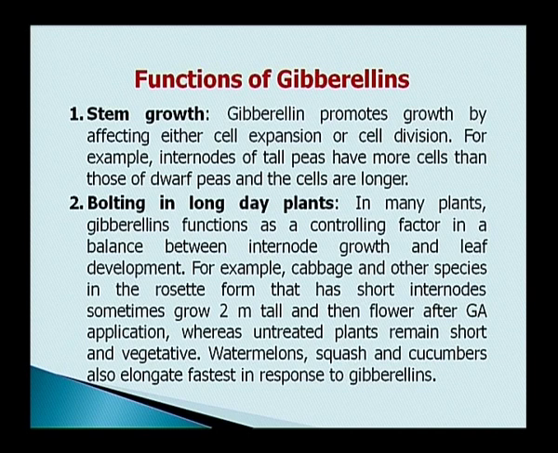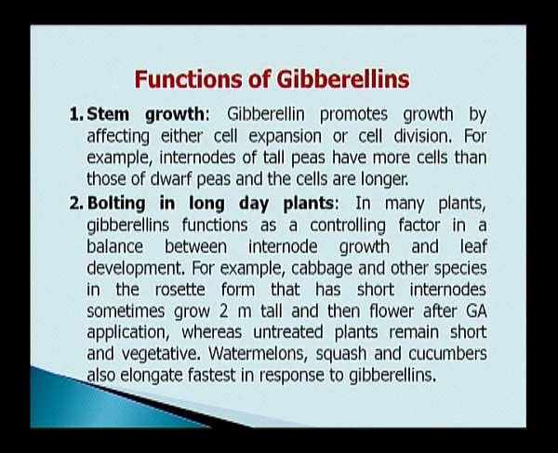The bolting in long-lived plants. Actually, in many plants, gibberellins function as a controlling factor in a balance between internode growth and leaf development. For example, cabbage and other species in the rosette form that have short internodes sometimes grow 2 meters tall and then flower after GA application, whereas untreated plants remain short and vegetative.